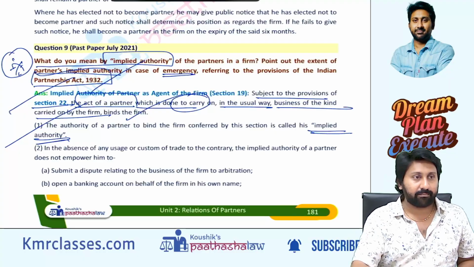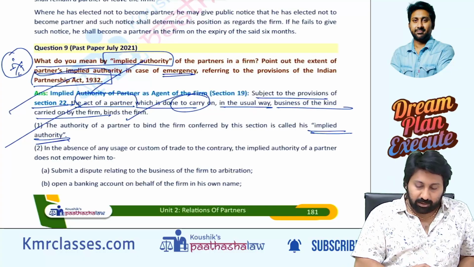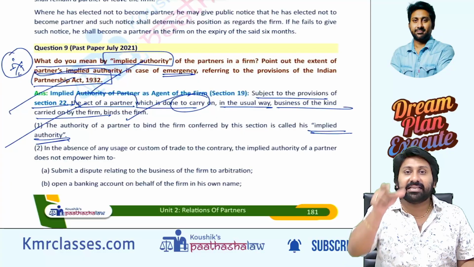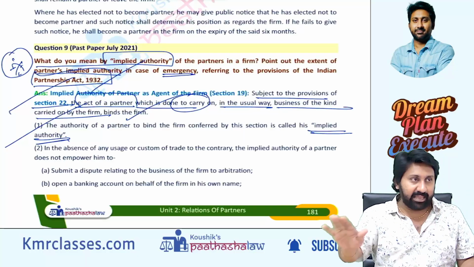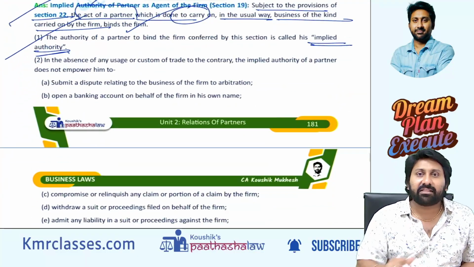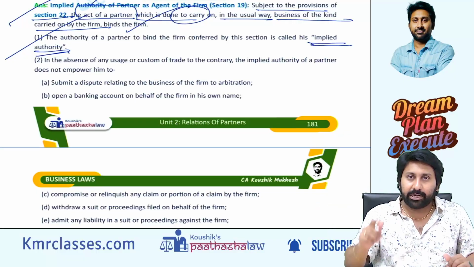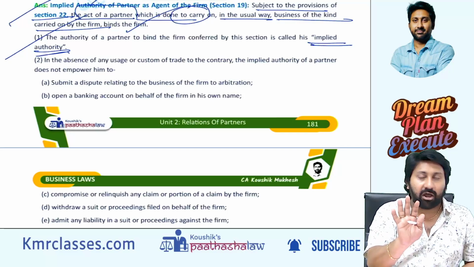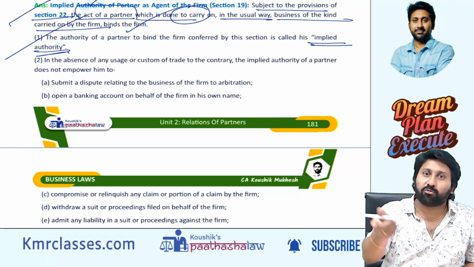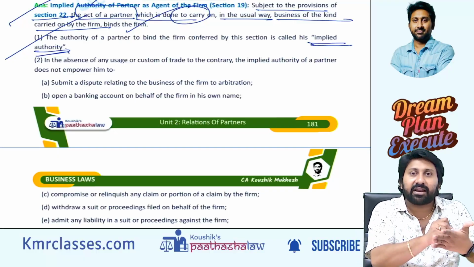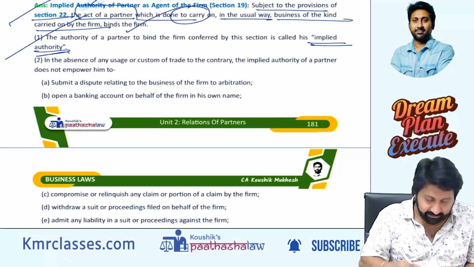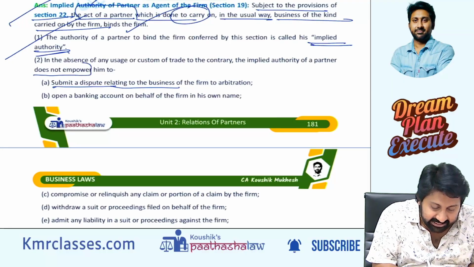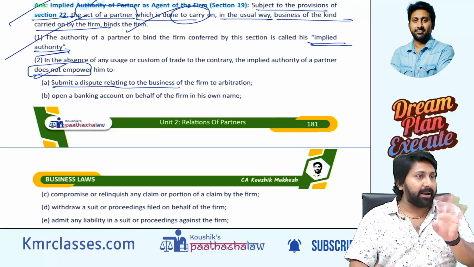Normally he will have that authority. We call that authority an implied authority. However, in some cases, implied authority will not be there. What cases? Whenever there is a dispute between the firm and an outsider, the dispute should go to the court. Some partner should file a case. Which partner? That is not an implied authority. All partners generally cannot do it. Only the partner who has that power in the partnership deed can do that, so submit a dispute relating to the business. Implied authority does not empower him. Means in these cases, implied authority will not be there.